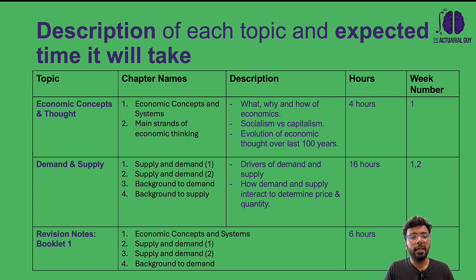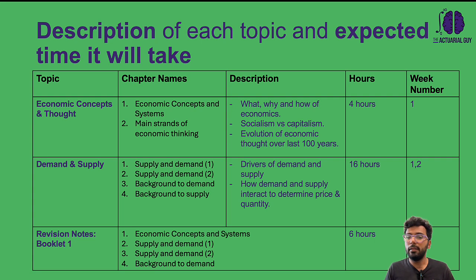Then you move on to the second unit, which is related to demand and supply. Here we talk about what the basic drivers of demand and supply are, and then how demand and supply interact in order to determine the equilibrium price and quantity in the market. How is the price of any commodity that is bought or sold determined? How much of that commodity is bought or sold is determined? That's what we talk about here.